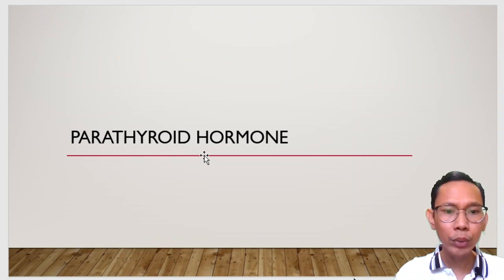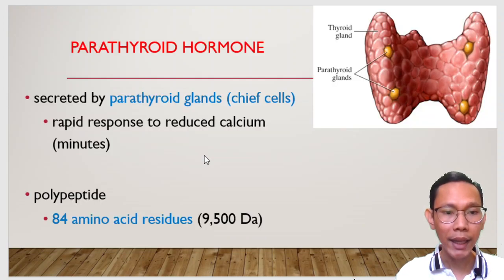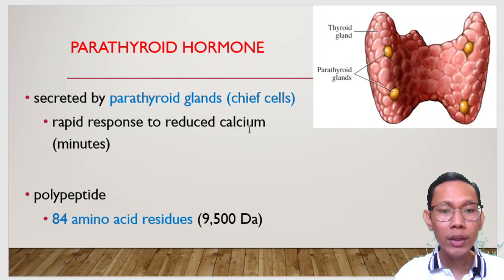Now let's proceed with the parathyroid hormone itself. Again, it is secreted by your chief cells, which is responsible for the rapid response to reduced calcium. So it will respond immediately when there is a low serum calcium, because the main function of your parathyroid hormone is to increase your calcium. It is to increase your serum calcium. So that's basically the function of your parathyroid hormone.